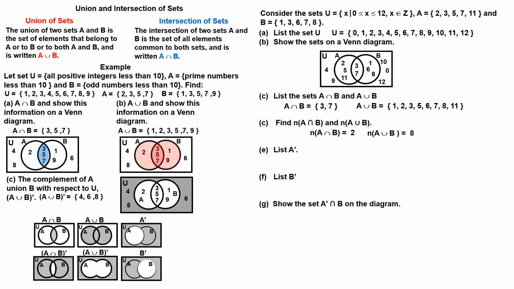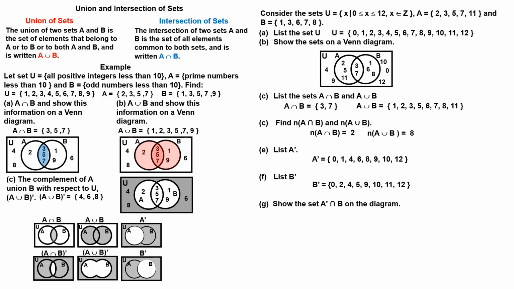The complement of A is the set of all elements which are not elements of A. The complement of the set A is the following numbers. The complement of B is the set of all elements which are not elements of B. The complement of set B is the set of the following numbers.